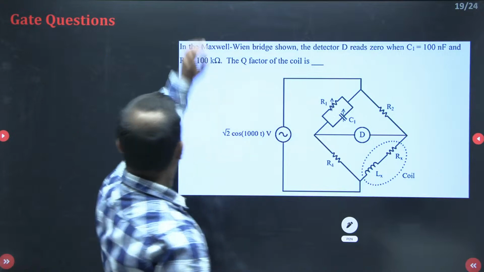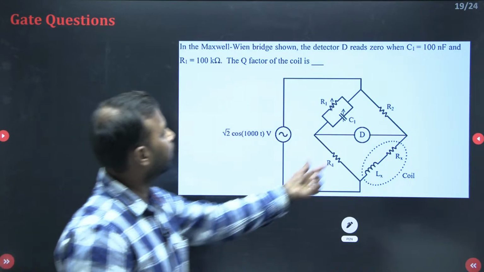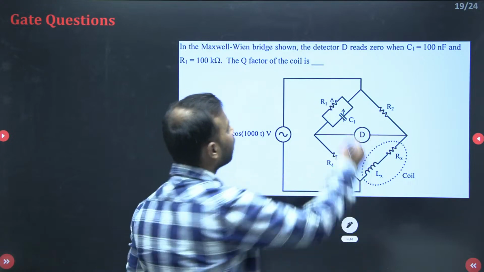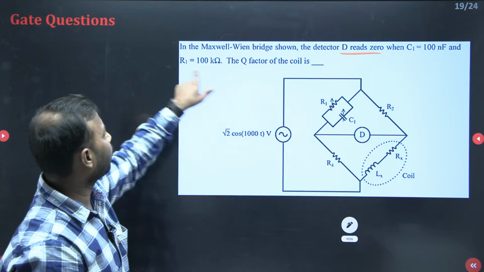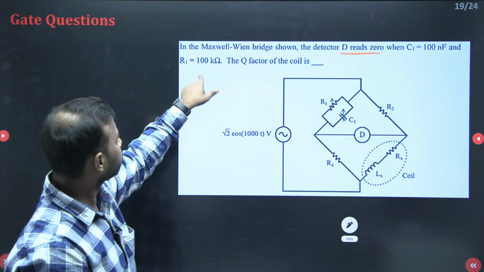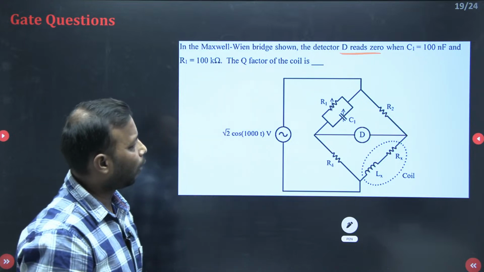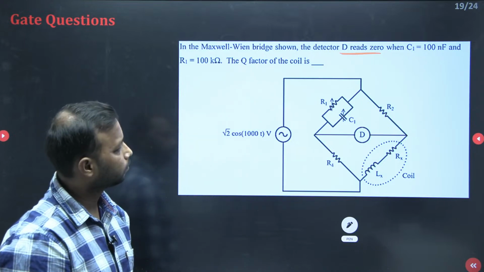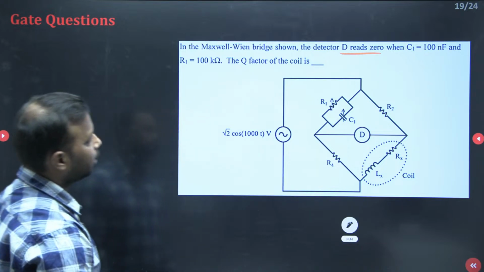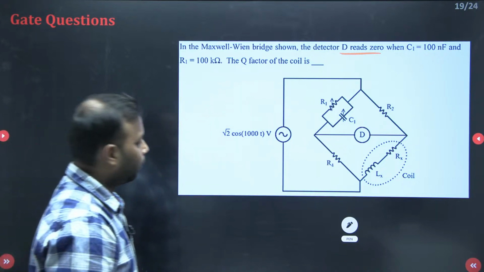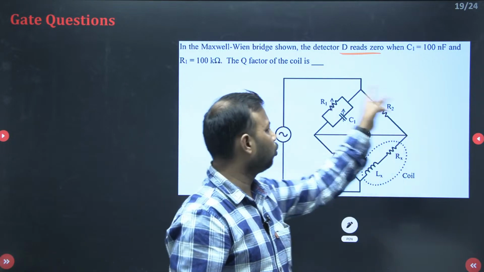Next question. In the Maxwell bridge shown, the detector D reads 0. It means that the bridge is balanced. When C1 equals 100 nanofarad and R1 equals 100 kilo ohm, the Q factor of the coil is? Tell me quickly, what will it be? First we need to determine the Lx and Rx in terms of known parameters.